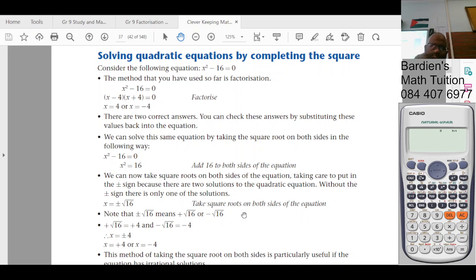If we substitute 4 into x squared, we get 16 minus 16, which is 0. Or you substitute negative 4 in. What's negative 4 squared? Still positive 16, and 16 minus 16 is still 0. So both solutions are correct. That is why we say x is equal to 4 or x is equal to negative 4. We can also solve the same equation by taking the square root on both sides. But what's the rule if we introduce a square root? You must not forget plus or minus.